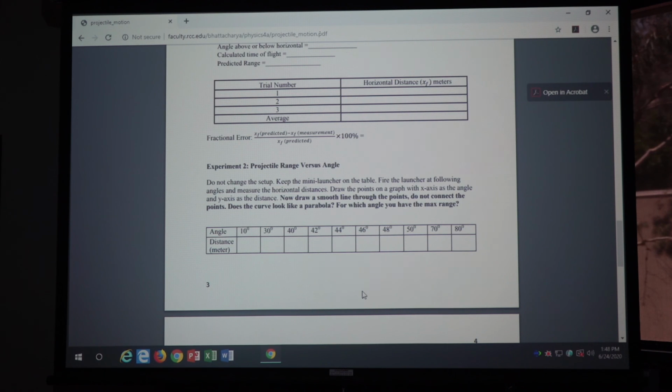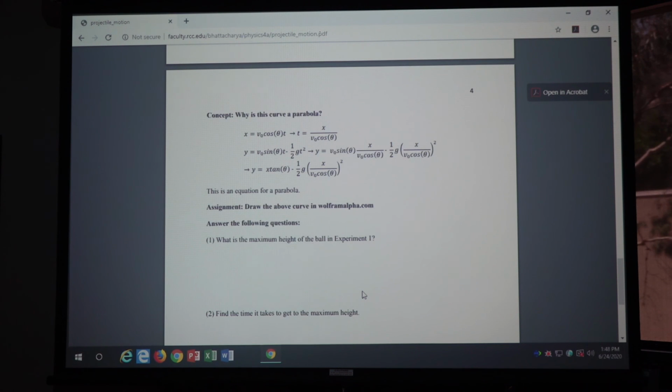There are a few things I want you to do at home, and I want you to review this concept. For example, why is this curve a parabola? Go through this and see how I actually substituted the time in our y kinematic equation, and got an expression that looks like a parabola. See that x squared? So y equals x squared. This is the equation for a parabola. So review that. And then I said draw the above curve in wolframalpha.com.